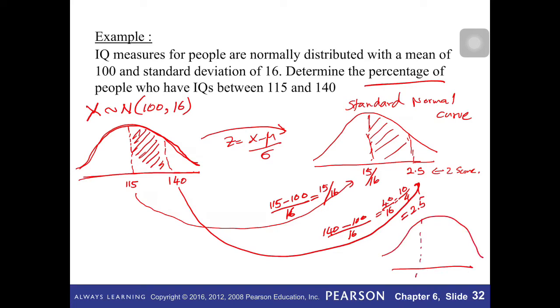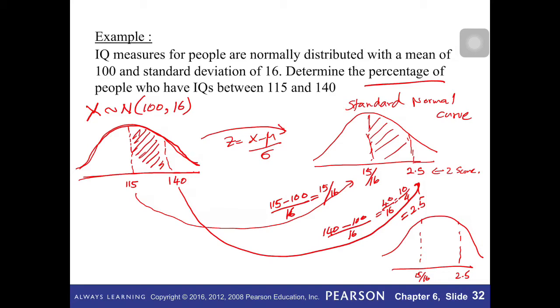This is your 15 over 16. So you cannot find the value of 15 over 16 directly. You have to get the decimal value by using your calculator. It's going to be 0.8 something like that. And this value is 2.5.